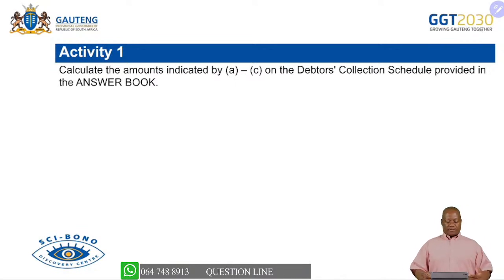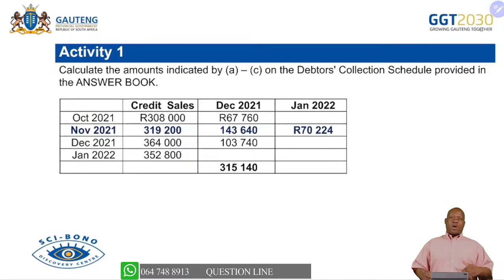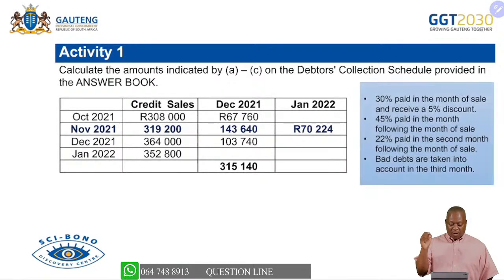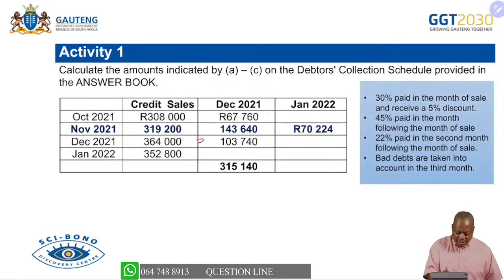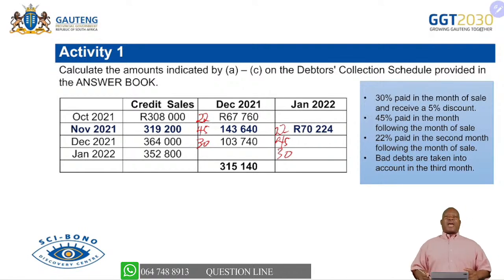Let's continue now. The next collection, we are now collecting for November. But please remember the order in which we are collecting. 30%, 45%, 22%. Remember the order. 30%, 45%, 22%. Very important, because if you can do that, then life becomes easy.